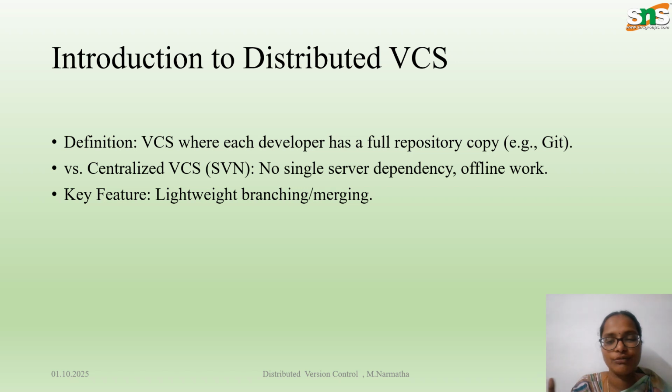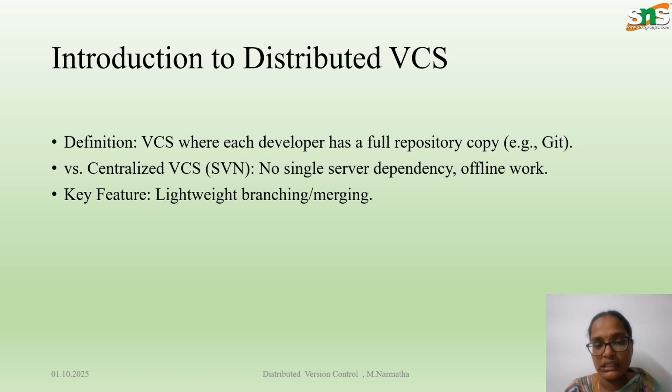First, we'll see about the distributed version control system. If developers have a full repository of Git, there is no issue, and we can directly control the version of a particular source code or program. If we didn't have the Git concept, we'll have a problem. A centralized version control doesn't need any server dependency or offline work. All the things will be centrally monitored, and anything can be updated in that central system itself.